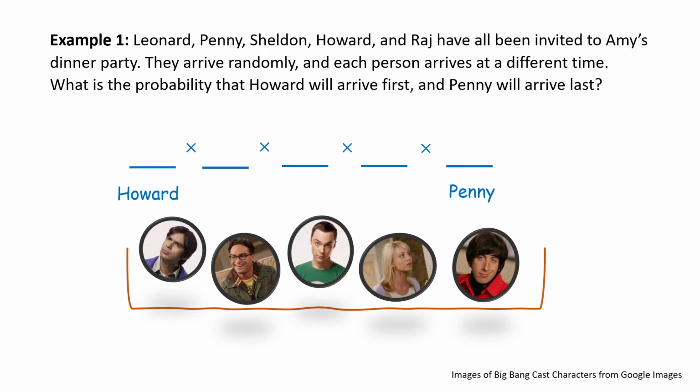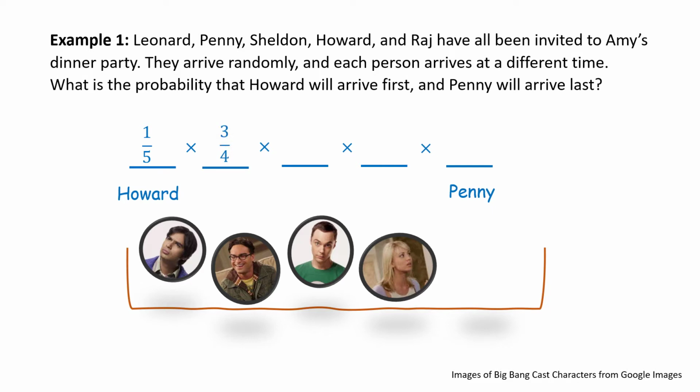Now we look in this basket and we see images of these characters. If Howard is to arrive first, there's only 1 of him and 5 in the basket, so the probability that he arrives first will be 1/5. Continuing. Now that he is no longer in the pool, there's only 4 left, and for the next 3 who arrive, the only criteria is that they are not Penny. So there's 3 characters out of 4 who are not Penny.